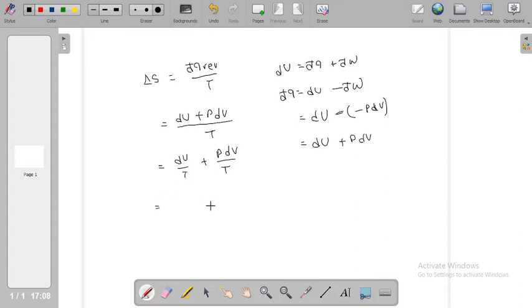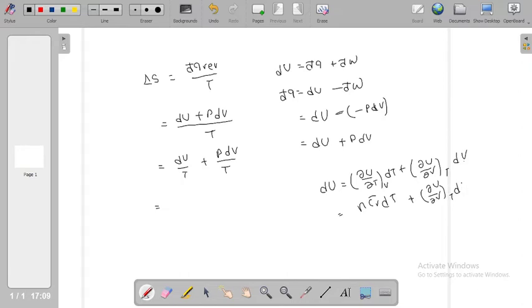So what is dU by T? We know that dU equals del U by del T at constant V dT plus del U by del V at constant T dV. This first term is n Cv bar dT, and del U by del V at constant T is called the internal pressure of the gas.